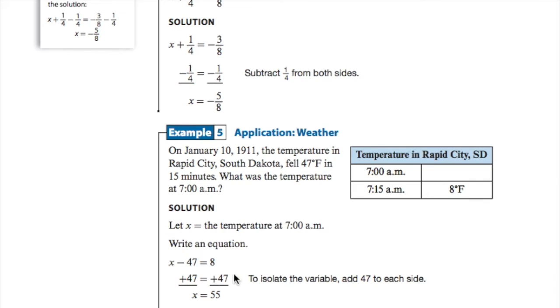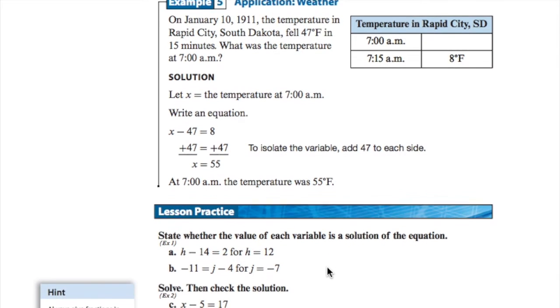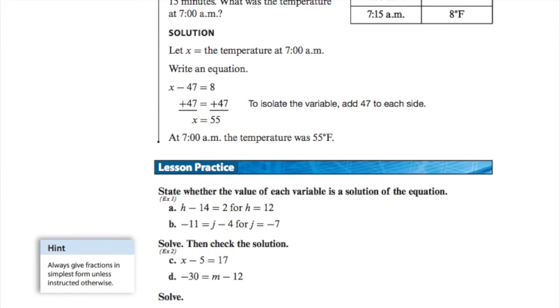The key is being able to set up the equation and then following those steps. When it says subtract, add. When it says add, subtract, and then do that to both sides to simplify the equation. Let's jump in and look at our lesson practice problems next.